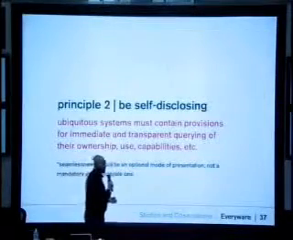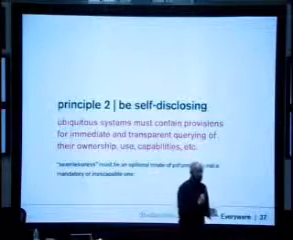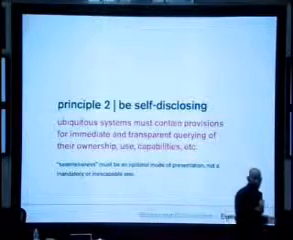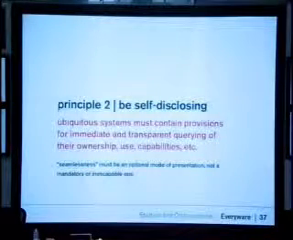I think ubiquitous systems should be self-disclosing. I think they must all contain provisions for immediate and transparent querying of who owns them and what they can do and what they intend to do with that.